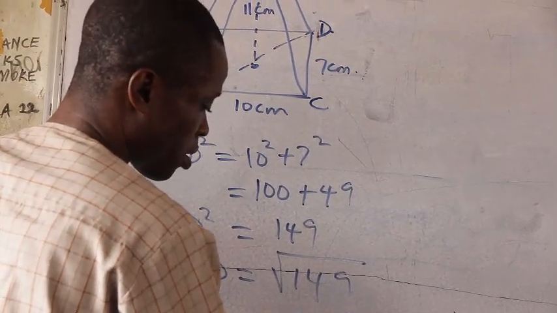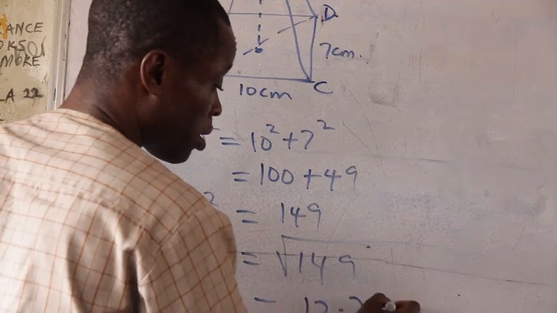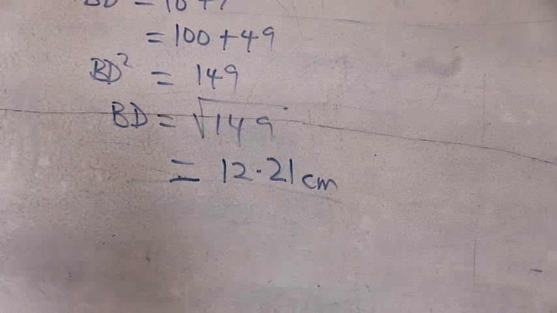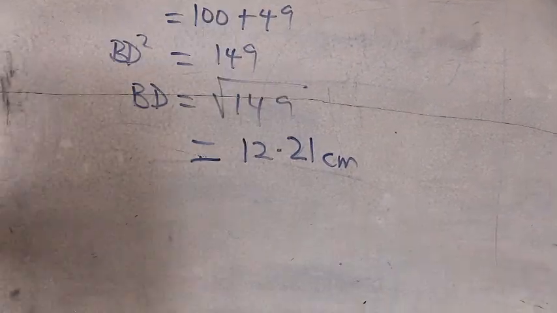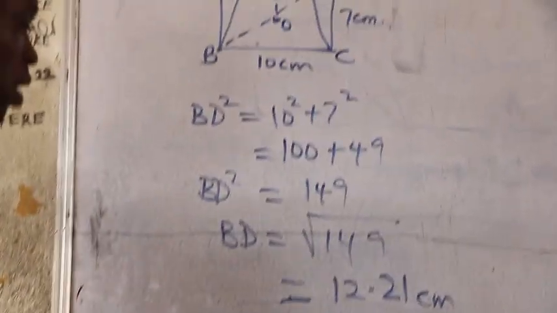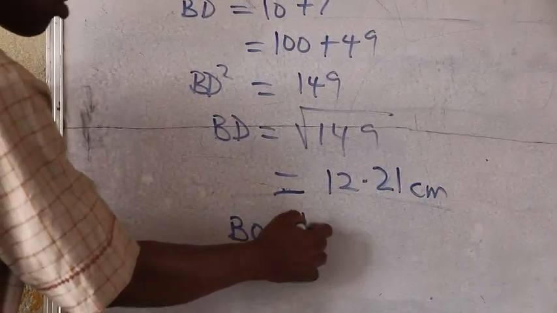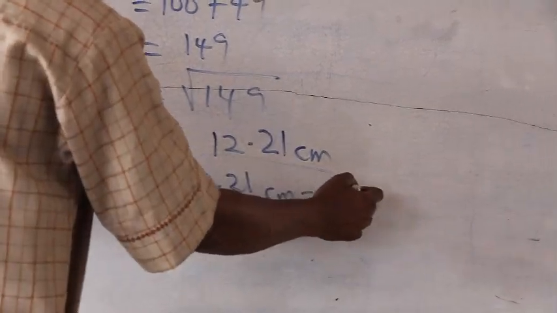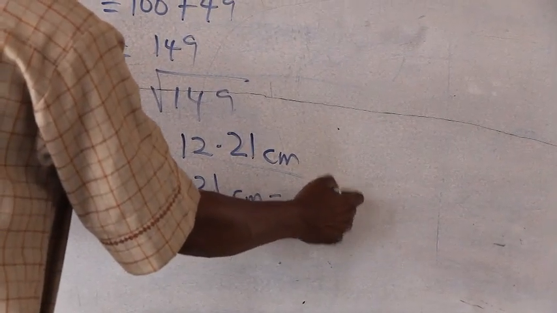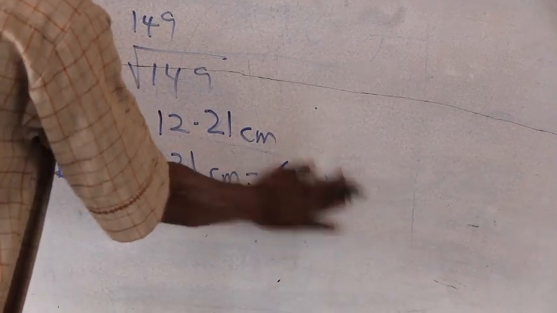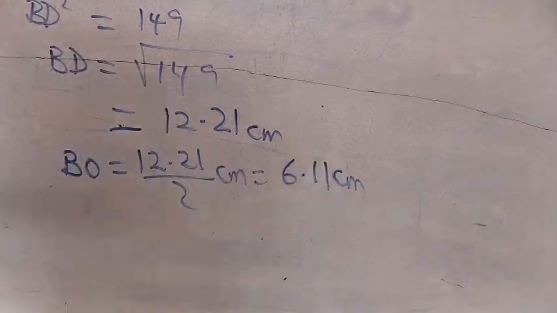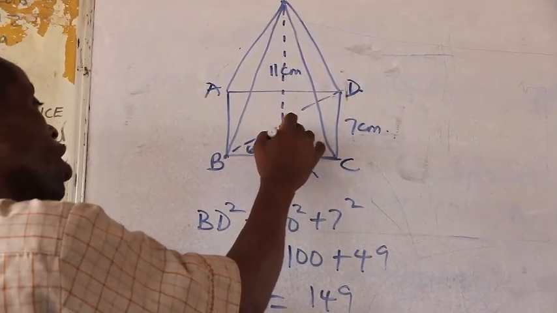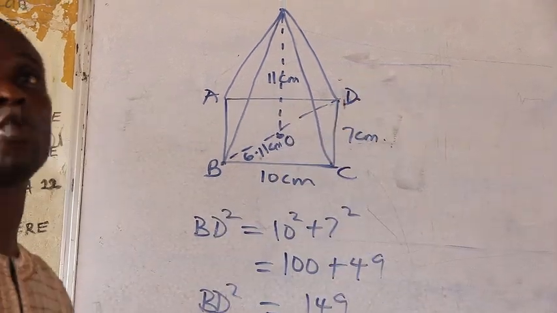12.21 centimeters. So if BD is 12.21 centimeters, this is O, which is half of BD. BO is now equal to 12.21 over 2, and that is 6.105, let's say 6.11. So BO is 6.11. As BO is 6.11, OD also is 6.11.